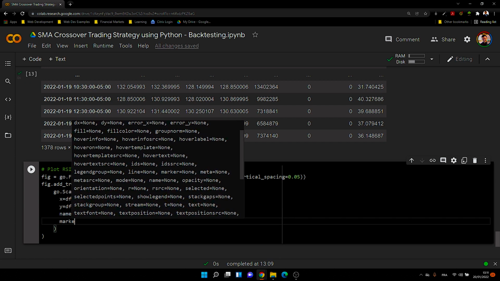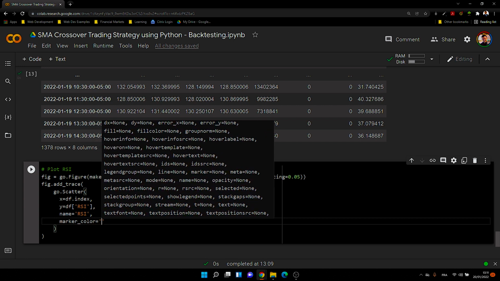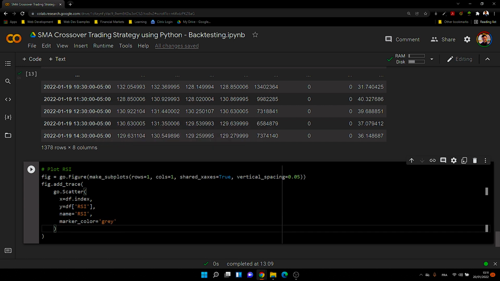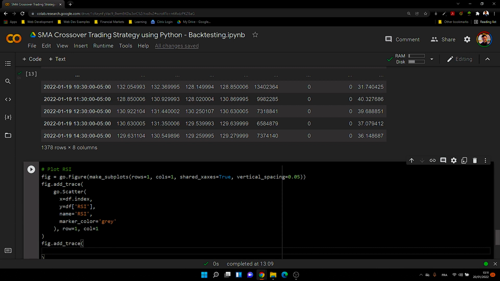and a marker color of, let's say, gray. We'll assign this to our row 1 and column 1 of our figure. And now that we have our RSI plotted, we need to plot in the two levels. So we'll say that fig.add_trace, and this will be again equal to go.Scatter.